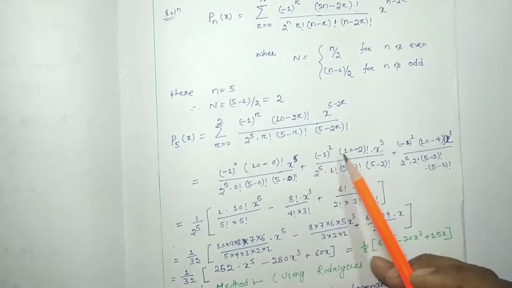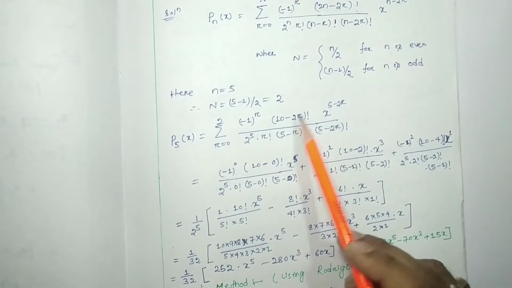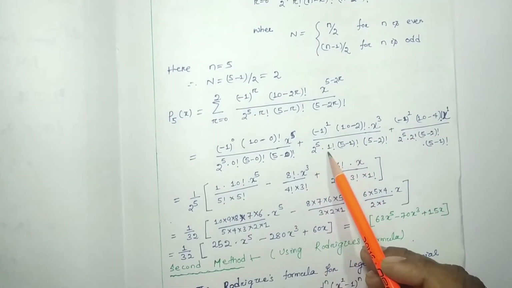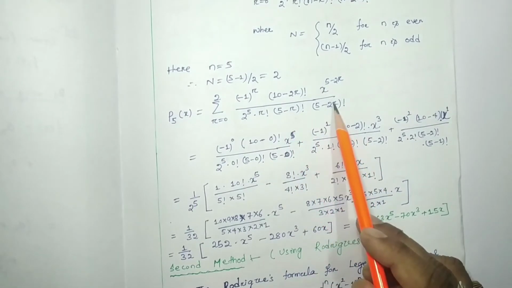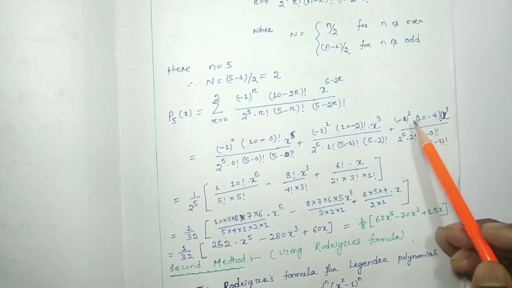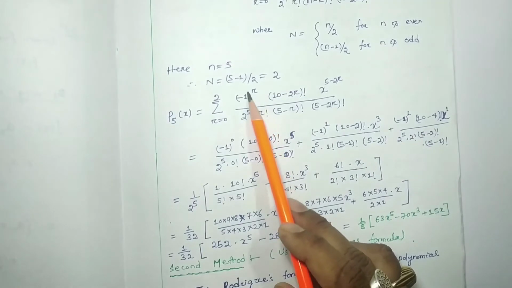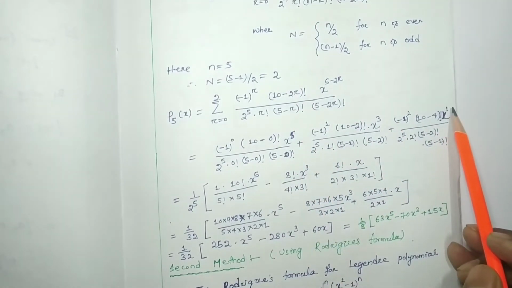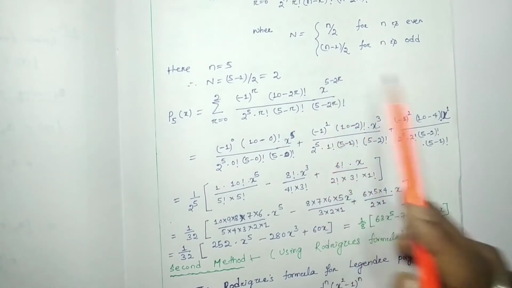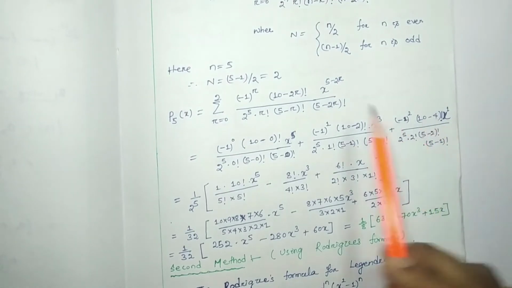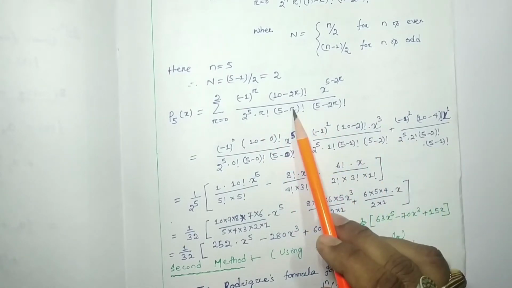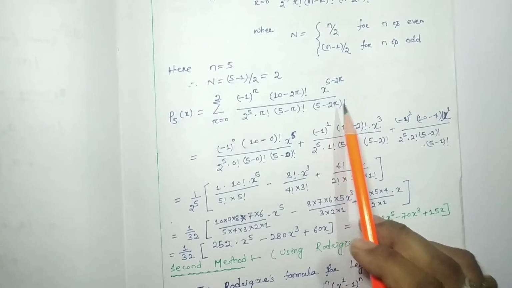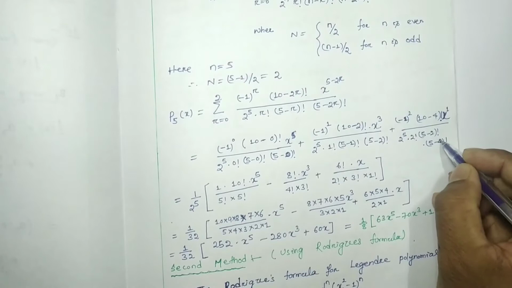Plus the second term will be (-1)^1 (10 - 2)! x^(5 - 2), that is x^3, divided by 2^5 1! (5 - 1)! (5 - 2)!. Likewise the third term will be (-1)^2, because r we take as 2, (10 - 4)! x^(5 - 4), that means x^1, this is x, divided by 2^5 2! (5 - 2)! (5 - 4)!.